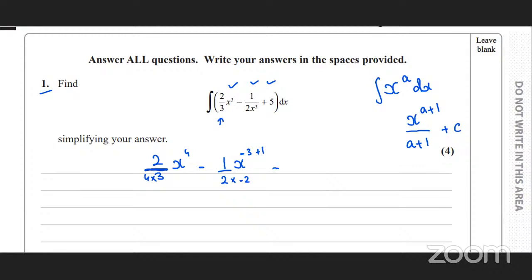And the integration of 5 with respect to x is 5x plus c. Okay, because this is not a definite integral. We don't have the limit. So we write down the constant.